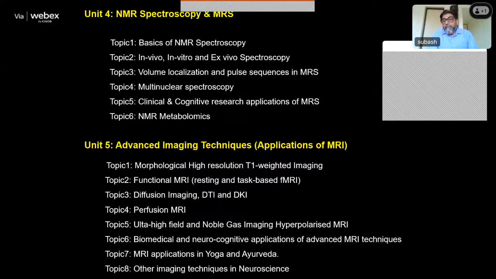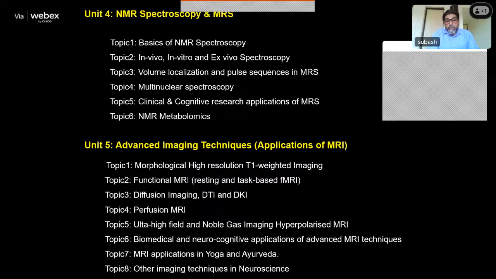And then unit 5 will be very important. That is a hardcore, the techniques on advanced MR imaging techniques, like how do you create morphological images, how do you do functional imaging of the brain using MRI and resting and task-based fMRI. Then we'll go on to diffusion imaging and diffusion tensor imaging, which are very important in studying the microstructural organization of the brain. Then we'll go to biomedical and neurocognitive applications of advanced MRI techniques.